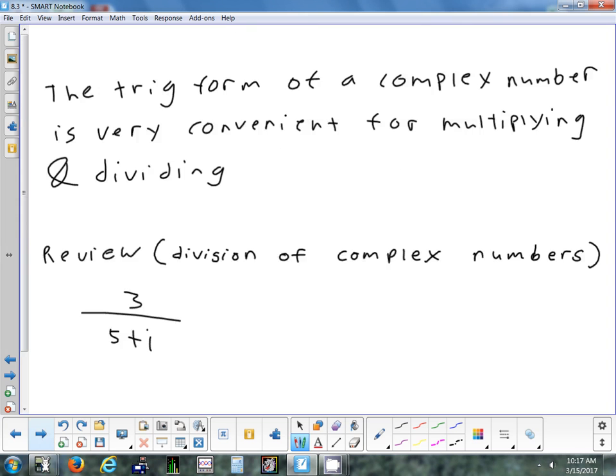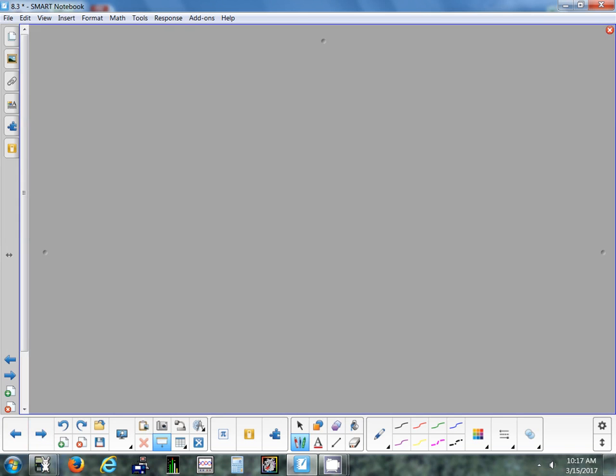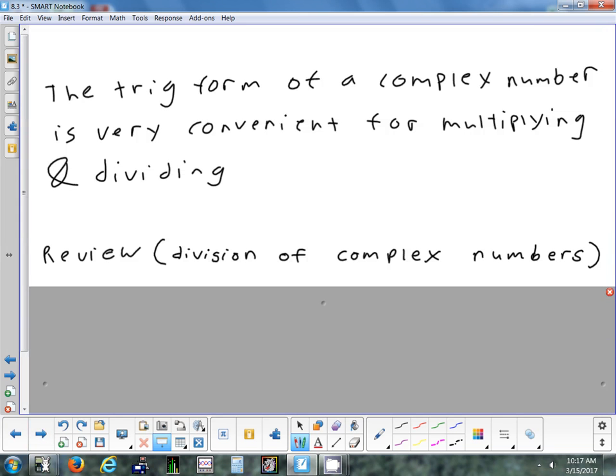All right. So where trig form comes in handy is multiplying and dividing complex numbers. So I'm going to review how we used to divide complex numbers the old way. And then I'm going to show you how we do it the new way. Okay, I would still make sure you know how to divide complex numbers the old way, though. That's important to know for this week.